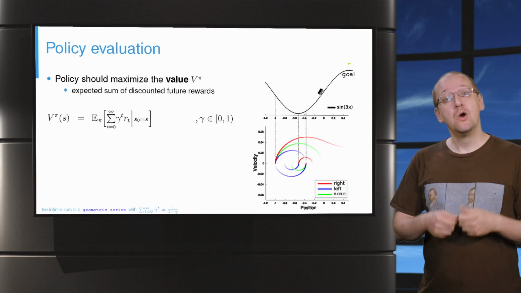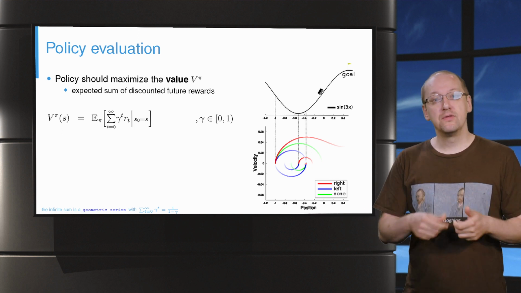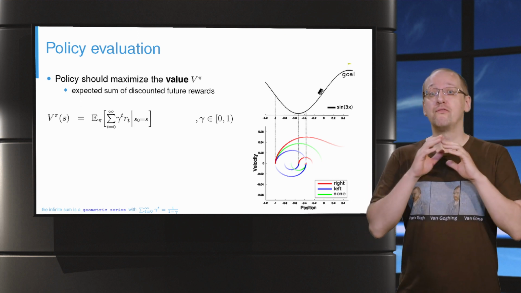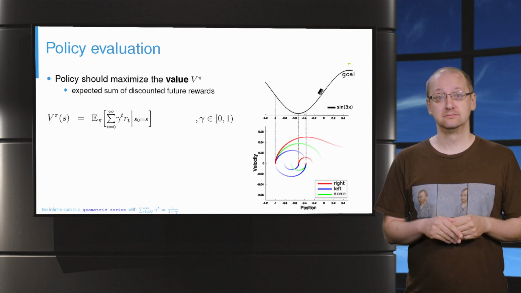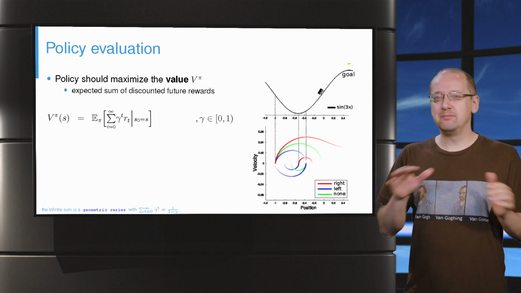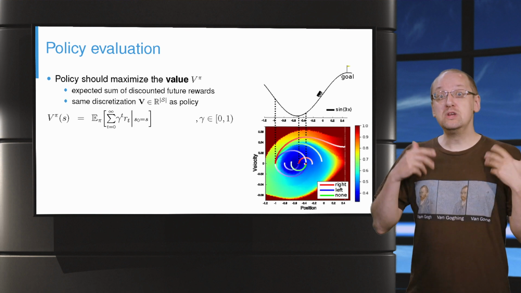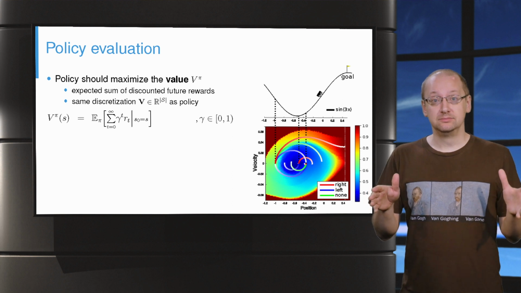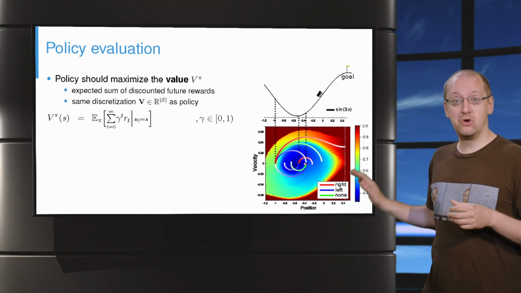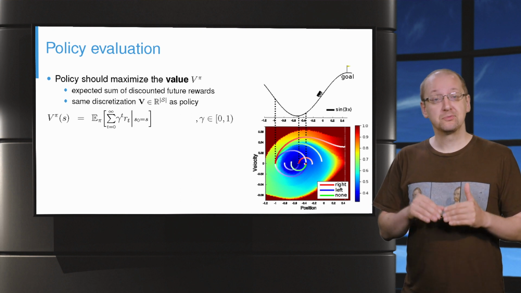In reinforcement learning, we want to find a policy that maximizes all future reward. For this, we define the value function of a policy as the expected sum of all discounted future rewards. We need the discount factor gamma to make sure the sum does not go towards infinity. To represent the value, we use a table with the same state discretization as the policy. Here in the bottom right, we see the value of a very good policy, where blue is low and red is high.